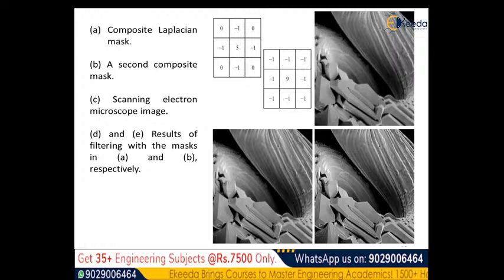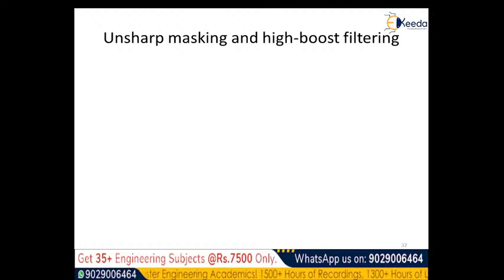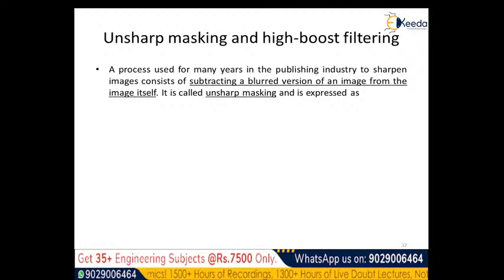As compared to the input visualization, we have good visualization with more details in the resultant images here. Now under this category we have applications like unsharp masking and high boost filtering here. Unsharp masking is a process used for many years in the publishing industry to sharpen the image. It consists of subtracting a blurred version of the image from the image itself, and this is nothing but unsharp masking. I hope the blurred image is very well known to you. Sharpening operation, I hope you have understood.